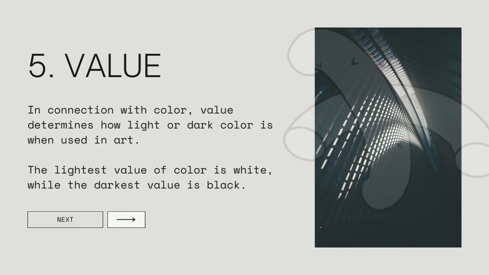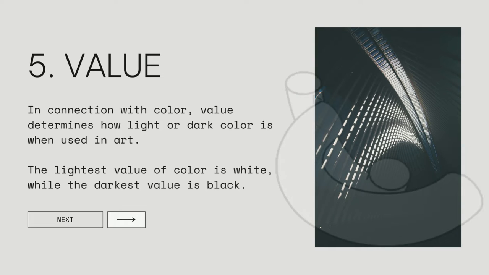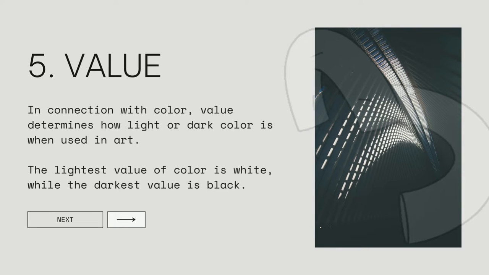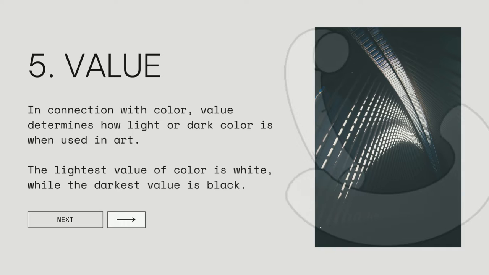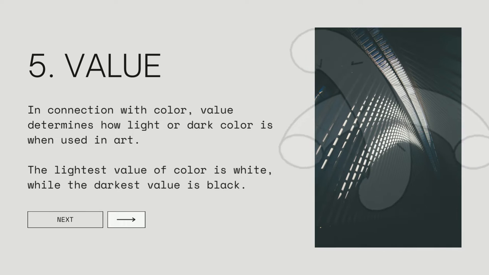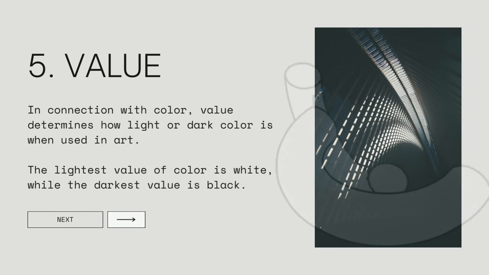Number 5 is value. In connection with color, value determines how light or dark a color is when used in art. The lightest value of color is white. The darkest value is black.